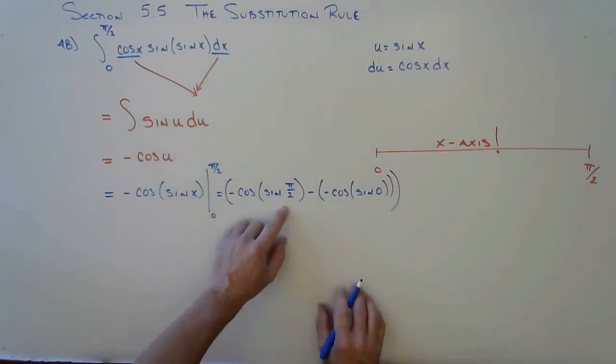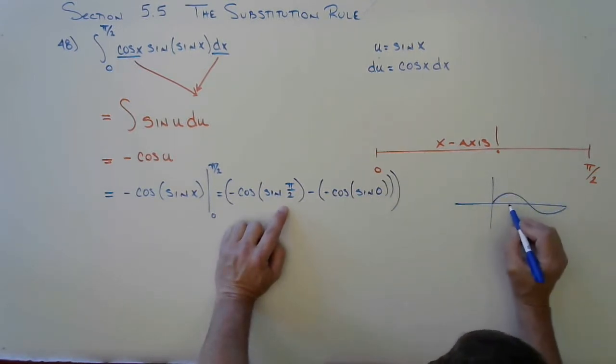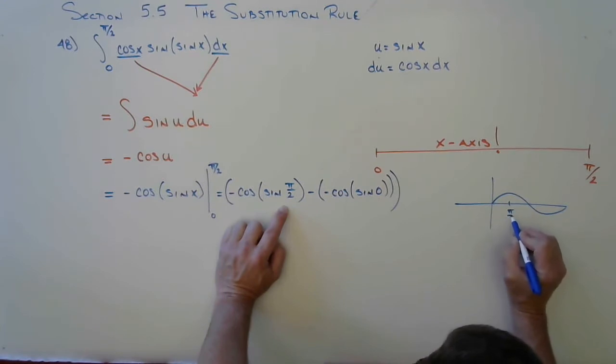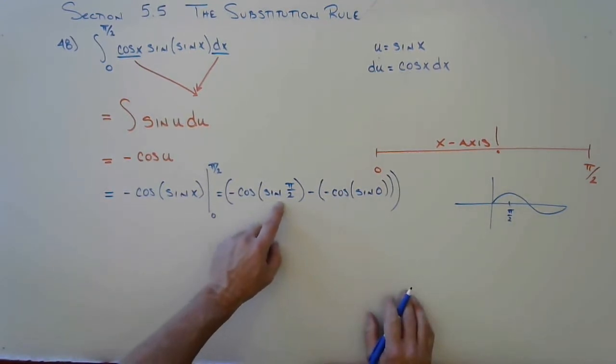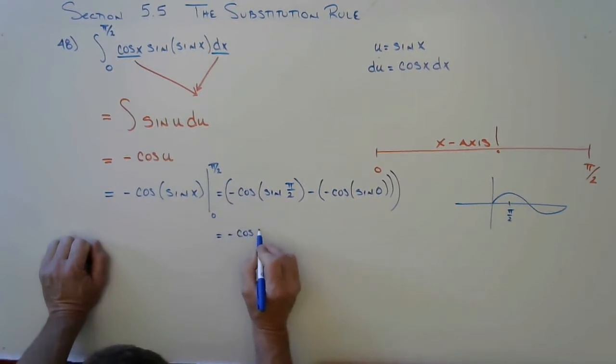And we can figure that out. We can all draw the graph if we don't know what sine of pi over 2 is. It's not a big deal. We can all draw the graph. This is pi over 2. Sine of pi over 2 is 1. So this is negative cosine of 1.